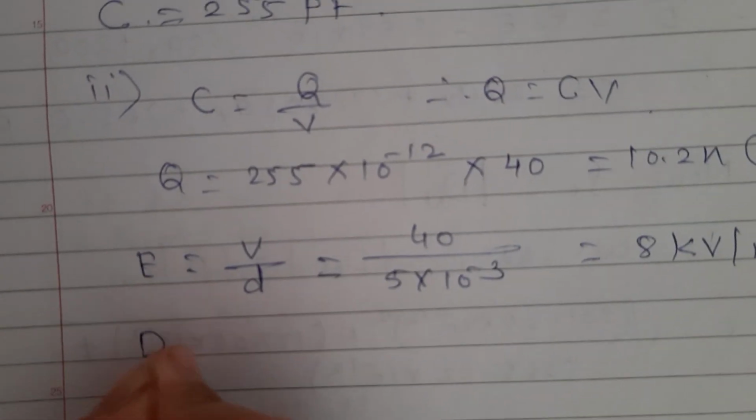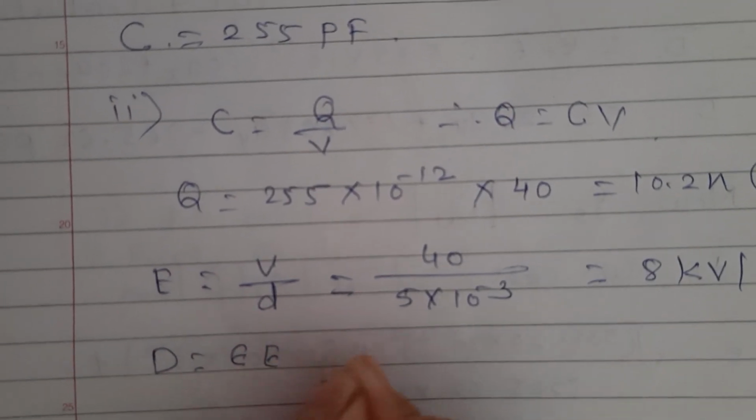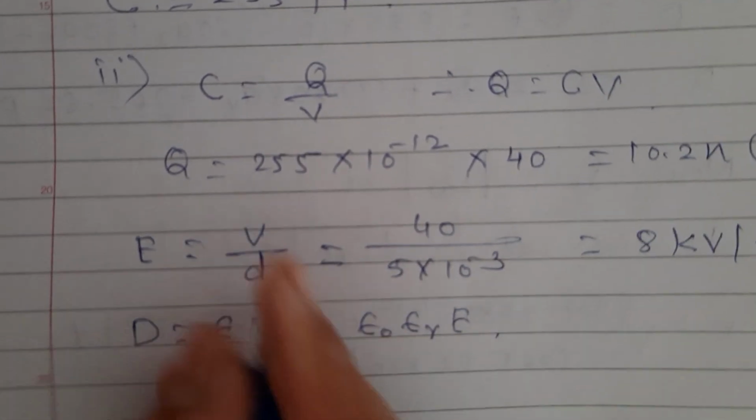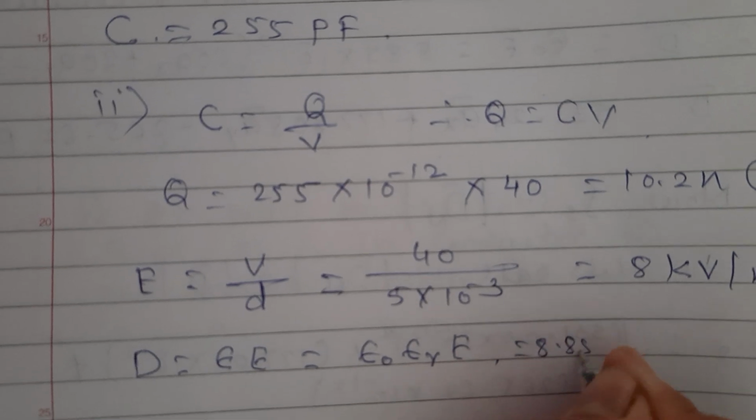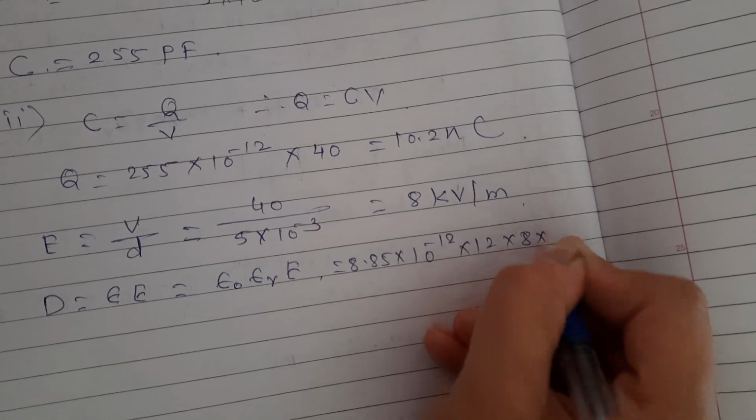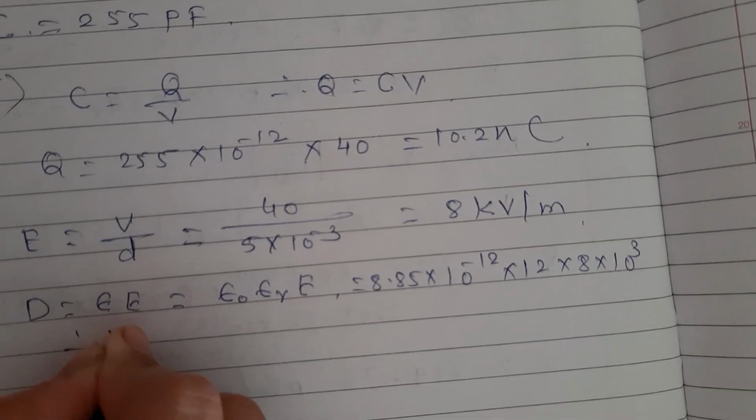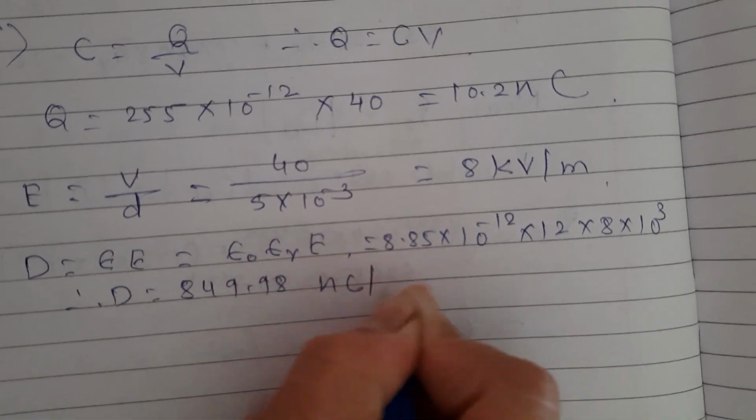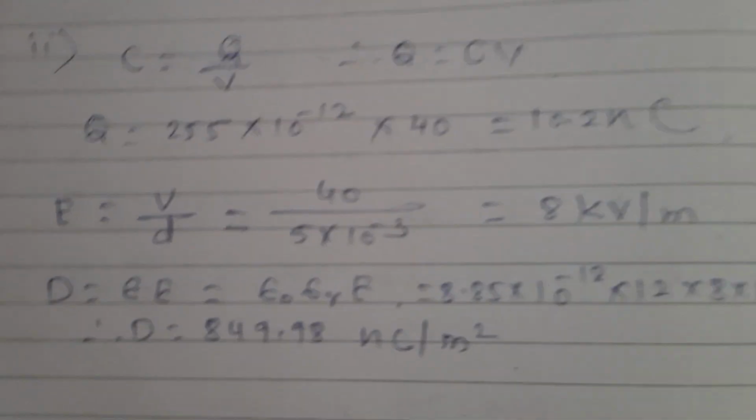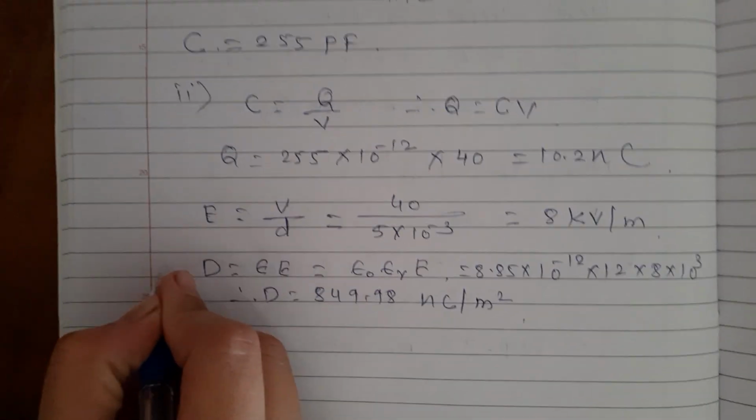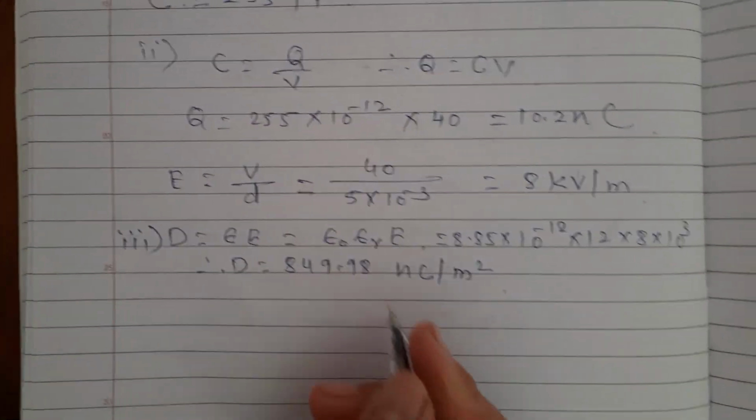Now D is equal to epsilon E. Epsilon means epsilon 0 epsilon r into E. Now it is 8.85 into 10 raised to minus 12 into 12 into 8 into 10 raised to 3. So the value of D is 849.98 nanocoulomb per meter square. So this is the value of D. This is the third one, value of D.